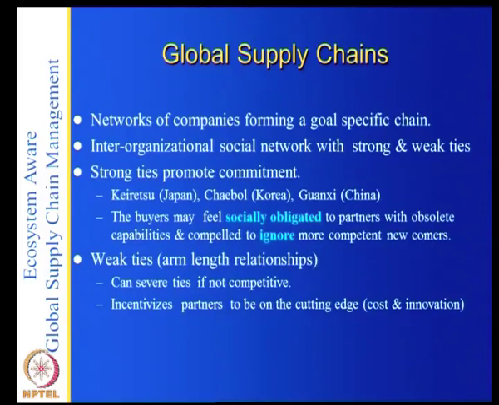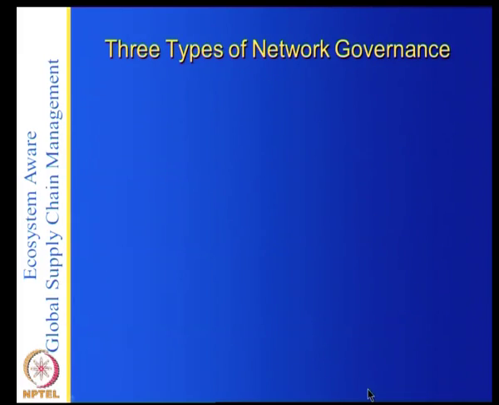So you have either strong ties, like the Japanese model, or weak ties, that is, it's entirely up to the market. If you are not competitive, I won't buy it. It is like buying on the web or through an exchange and so on. So, there is a tension between weak and strong ties. What do I follow? Should I have a trusted relationship or an arm's length relationship? So, what do I do? That is a tension that people have to manage.